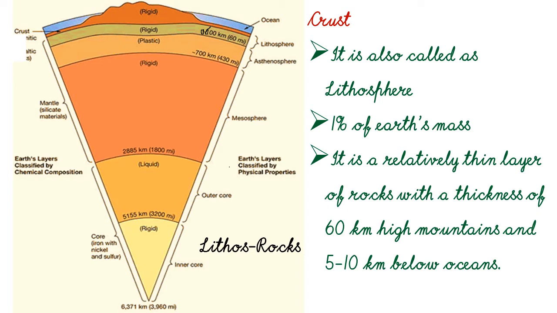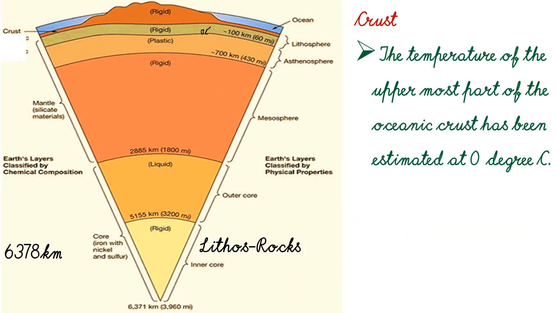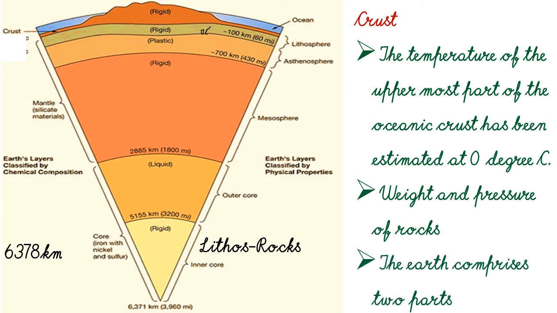Considering the average radius of the Earth, which is about 6,378 km, the crust is a relatively thin layer. The temperature of the uppermost part of the oceanic crust has been estimated at 0 degrees Celsius, but it gradually starts rising towards the interior. The weight and the pressure of the rocks also start increasing with the depth. That means the crust is made up of many kinds of rocks, and the density of rocks increases with an increase in the depth. The Earth's crust comprises two parts.